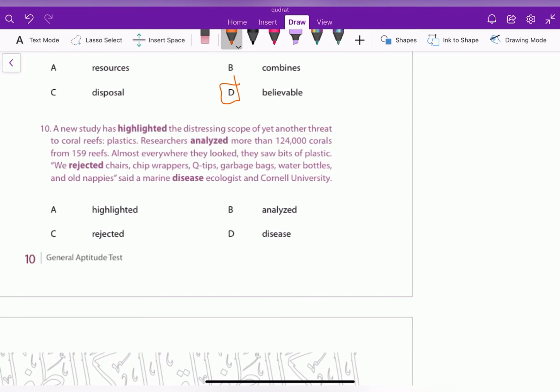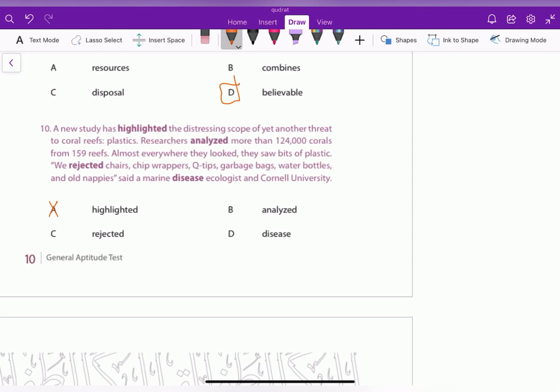So let's move on to question number 10. Question number 10 says a new study has highlighted the distressing scope of yet another threat to coral reefs: plastics. Researchers analyzed more than 124,000 corals from 159 reefs. Almost everywhere they looked, they saw bits of plastic. Quote, we rejected chairs, chip wrappers, Q-tips, garbage bags, water bottles, and old nappies, said a marine disease ecologist at Cornell University. So a new study highlighted. That makes perfect sense in this context, so we can cross it out.